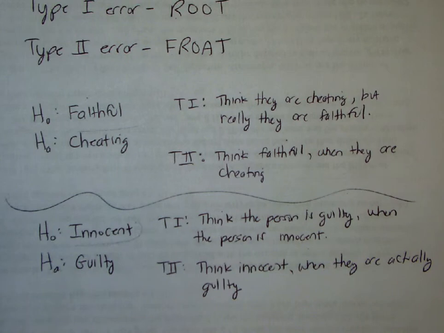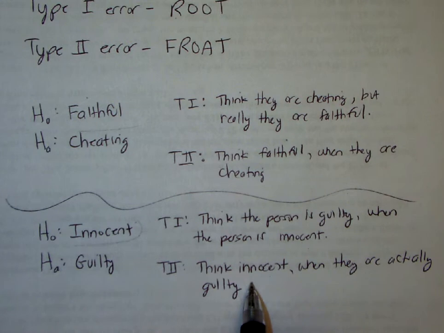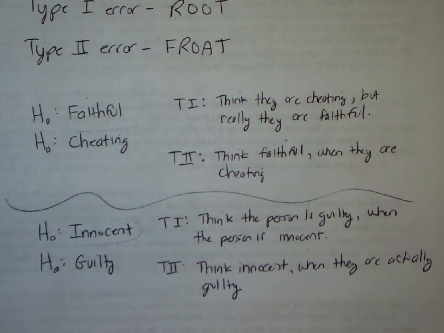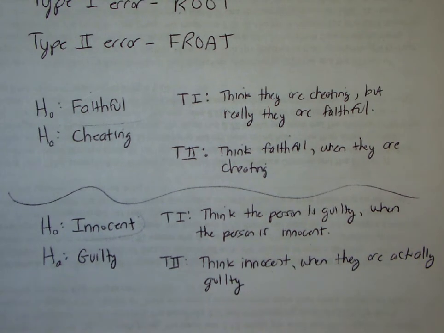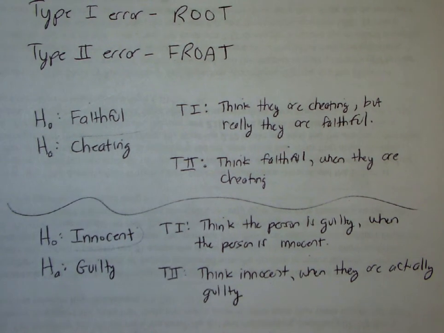So I don't know what's worse or what's better. They both have pretty awful consequences. An innocent man in prison versus a guilty man walking around who has done a crime. They're both pretty awful. But this is what a type 1 and a type 2 error is, and this is something that does happen in our system. So those are some real life examples of making a type 1 and type 2 error.